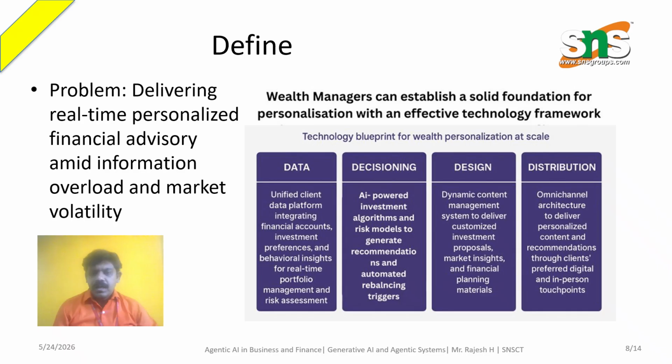Then with decisioning, with automated systems support for investments, algorithms can be used to generate the recommendations. Then finally, the proposals, market insights, and financial planning materials can be generated with dynamic content, with customized investments. And finally, the delivery of personalized content and recommendations can be distributed.